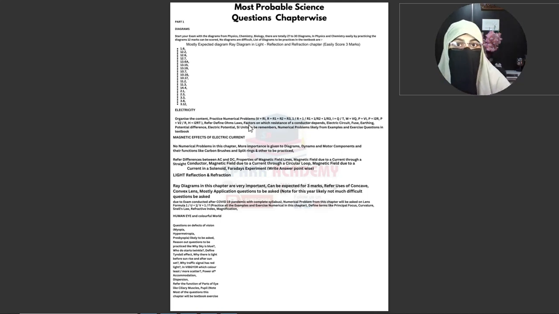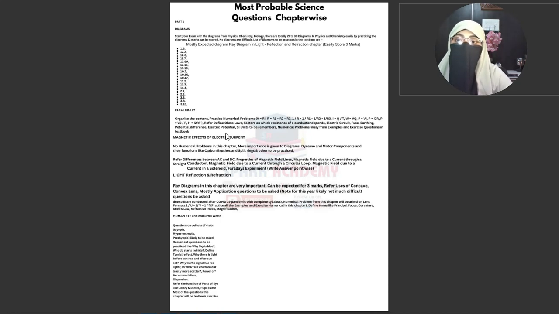So Ohm's law, define Ohm's law. Then the factors which affect the resistance and on which the conductor depends. Then electric circuit. What is an electric circuit? Fuse, earthing, potential difference, electric potential, SI units, and the numericals, as I have said. So in this unit, the main things are numerical problems and the definitions.